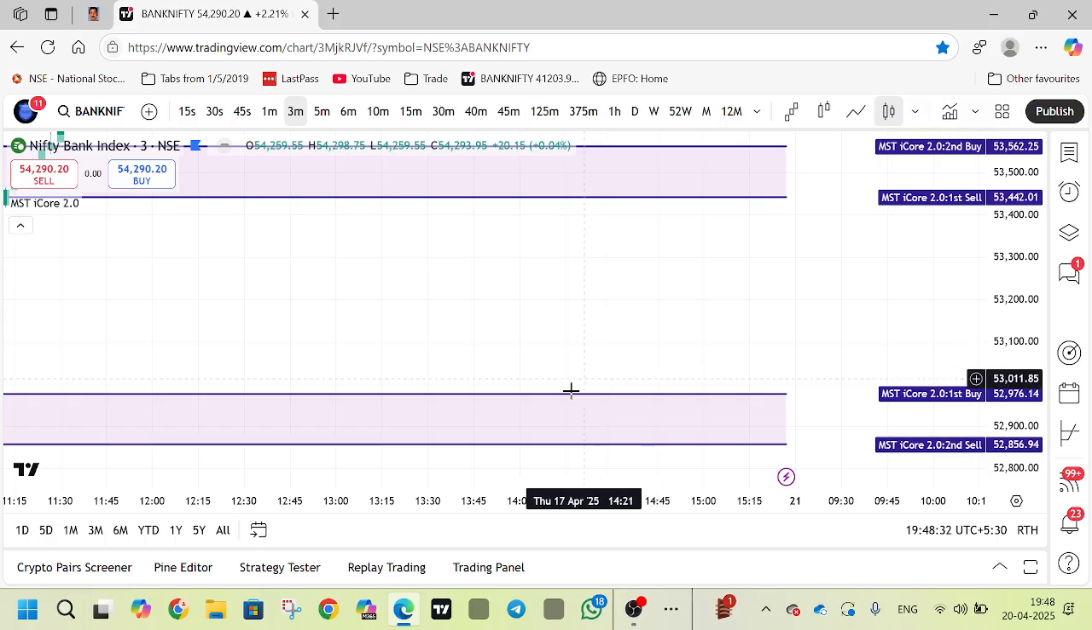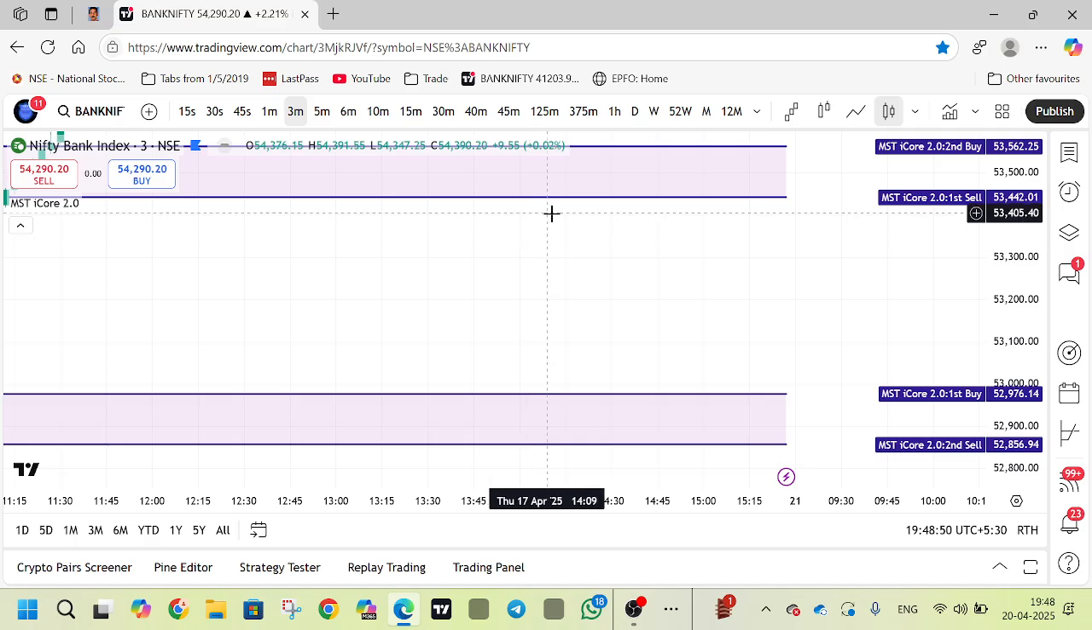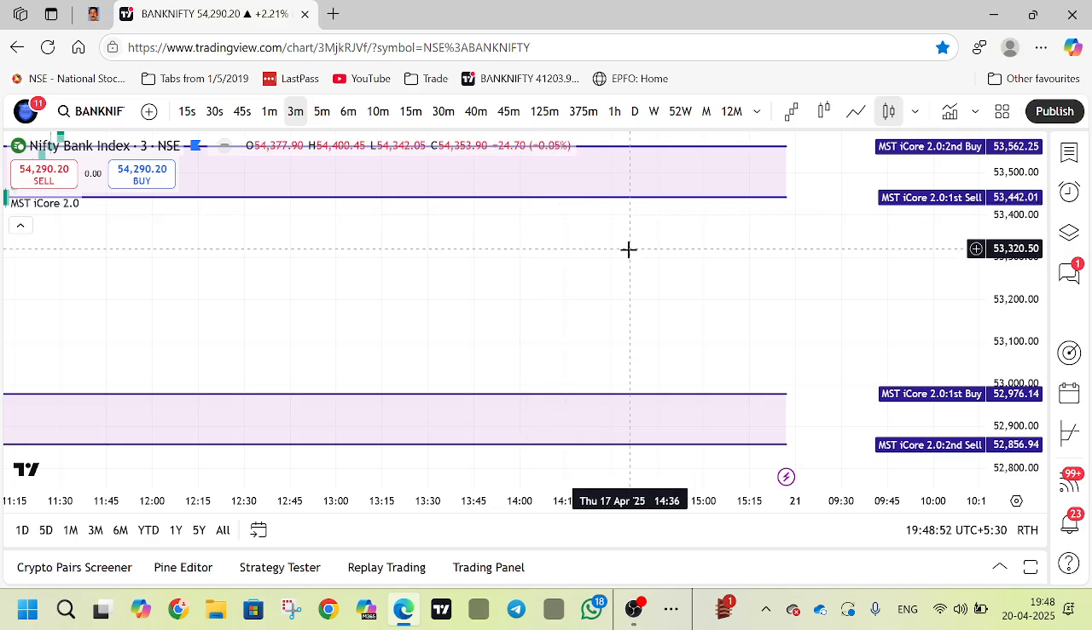For example, if the market is coming down and touching here at 52,976, either you can sell the 52,900 put option, or you can buy the 52,900 call option. Similarly, if the market is going to the upper side and touching 53,442, you can either sell the call option or you can buy the put option. 53,400 put option you can buy, or 53,000.